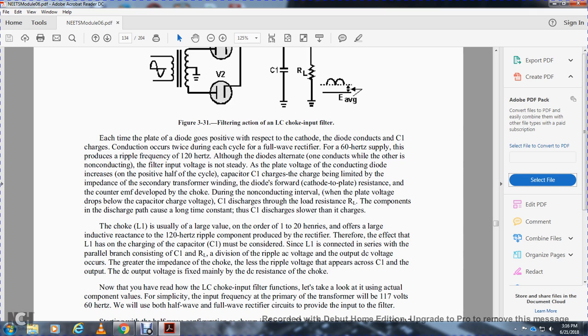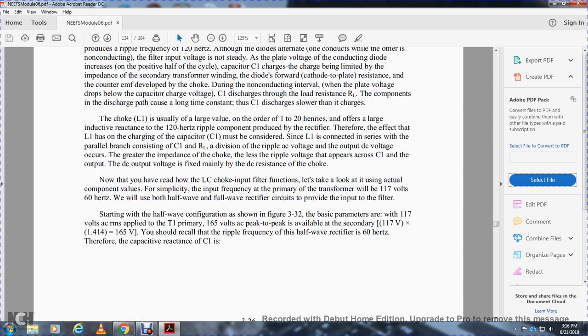Forward, the cathode is the plate, resisting the counter EMF developed by the choke during the non-conductive interval of the plate voltage. As the voltage drops, the capacitor C1 discharges into the load resistance, opposed by the coil, so it discharges slower than it charges.